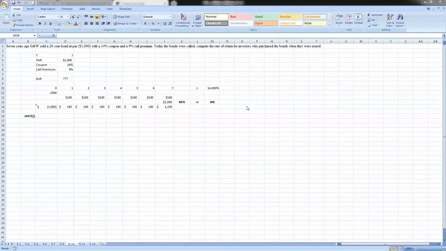In 2011, G&W sold a 20-year bond at par, and that par value is $1,000. Now, 7 years later, the bond is being called in.